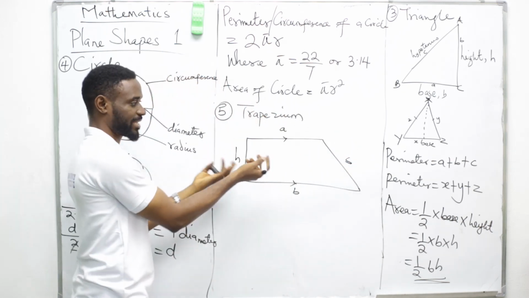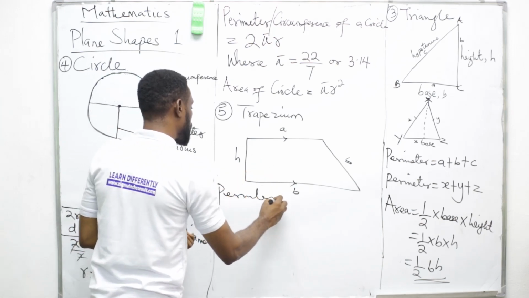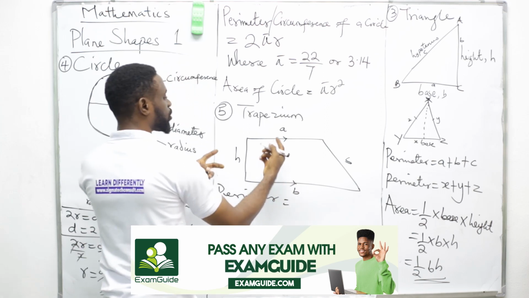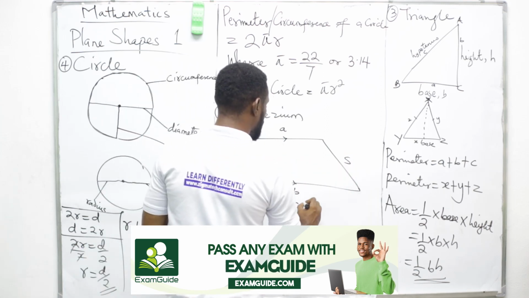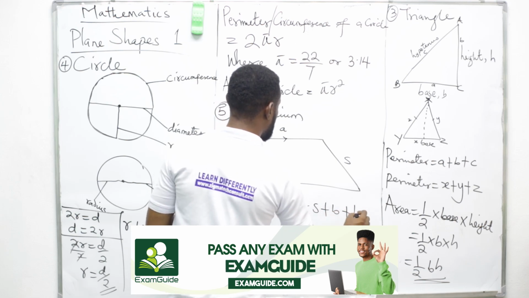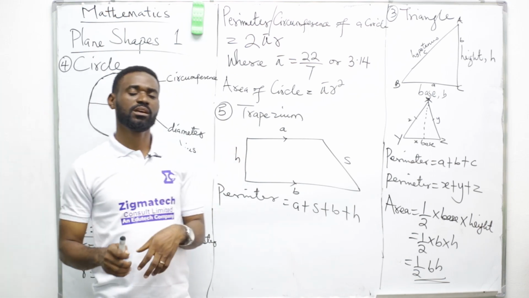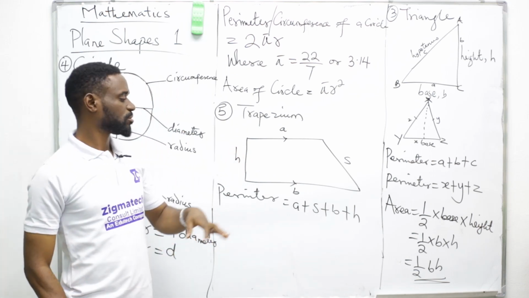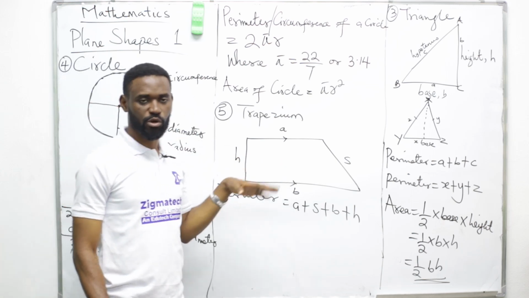So we can now get the perimeter here. The perimeter of this will be equal to A plus S plus B plus H. Once you're given a trapezium question, just do this and you get the perimeter.